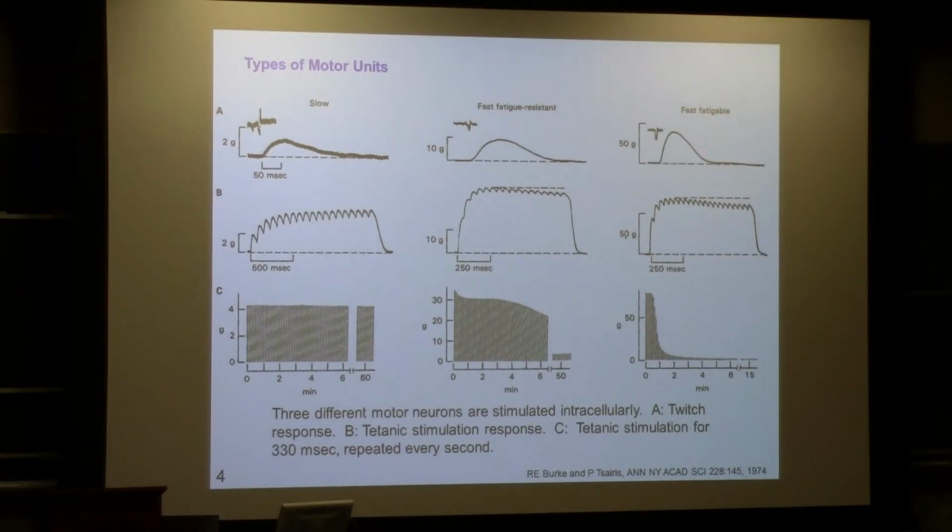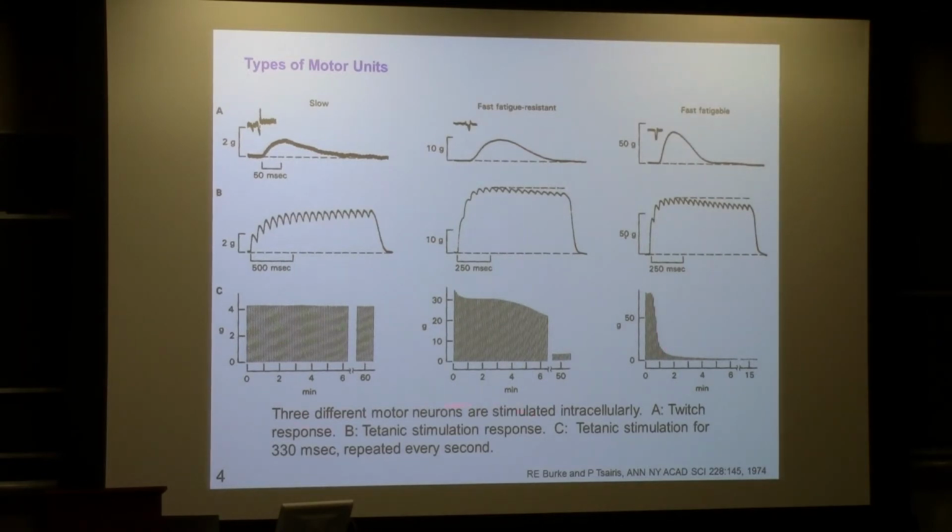Finally, here's a fast fatigable. It has a rise that goes up to 50 grams, so 5 times the fast fatigue resistant, 50 times the slow, but now it can't sustain it very well at all. You see how it rapidly drops off.